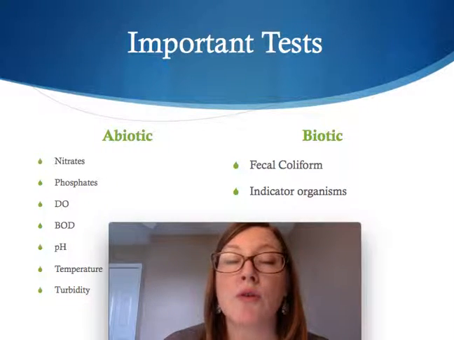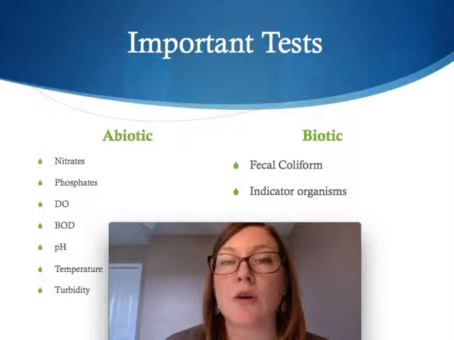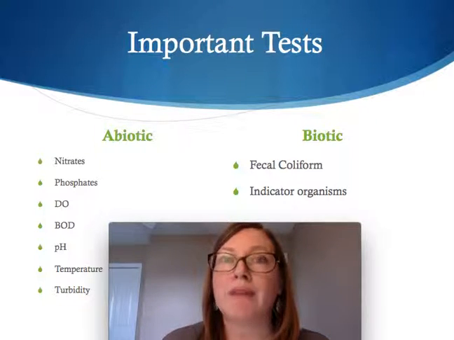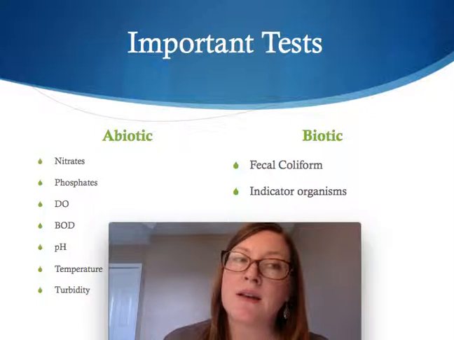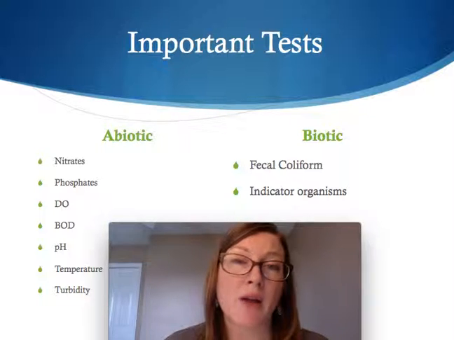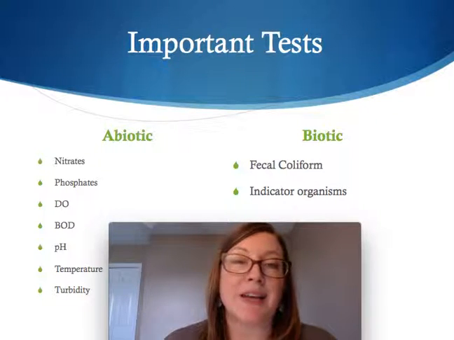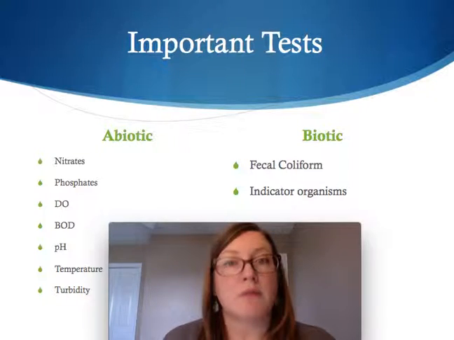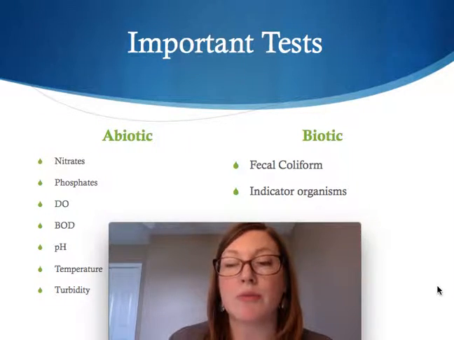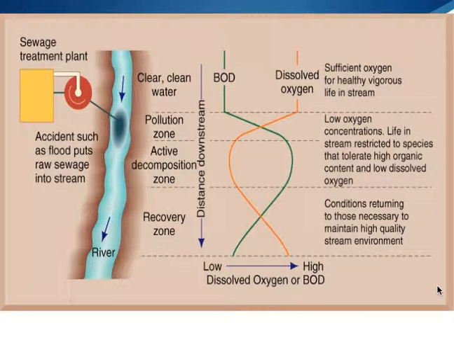So fecal coliform like E. coli, indicator organisms, mayflies, stoneflies. Those are organisms that require pretty high quality water. And so when they're present, that's an indication that water quality is good, and their absence concerns us, makes us think maybe there's a problem with that waterway.